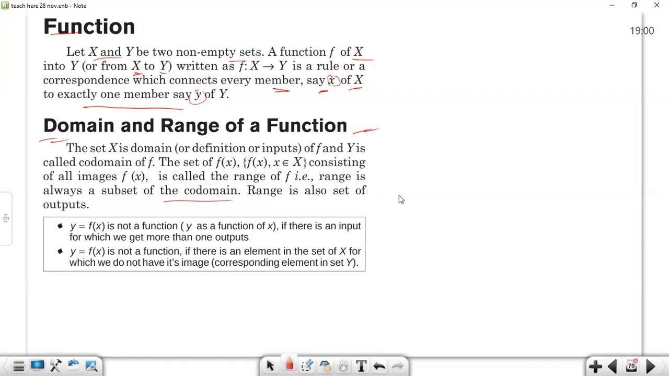Range is always a subset of codomain, or it may also happen that range and codomain are equal. Then the function is onto. Range is also the set of outputs.